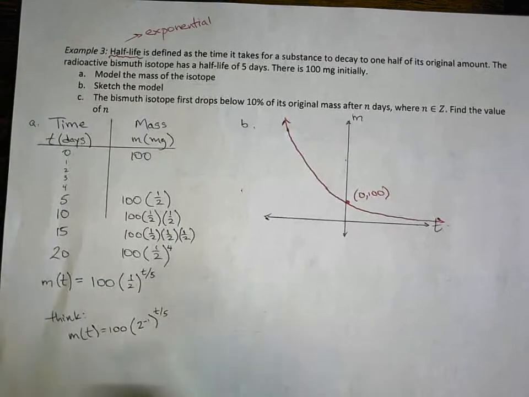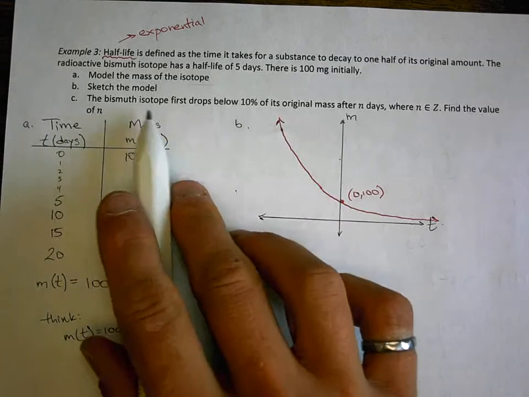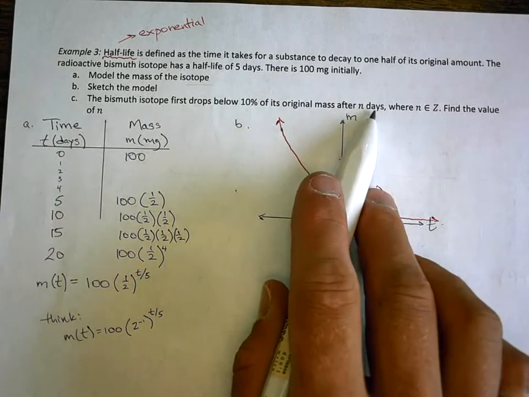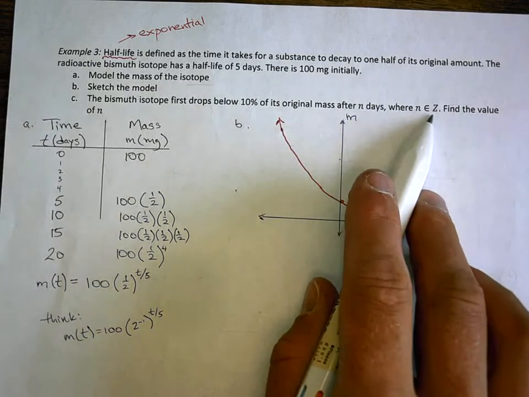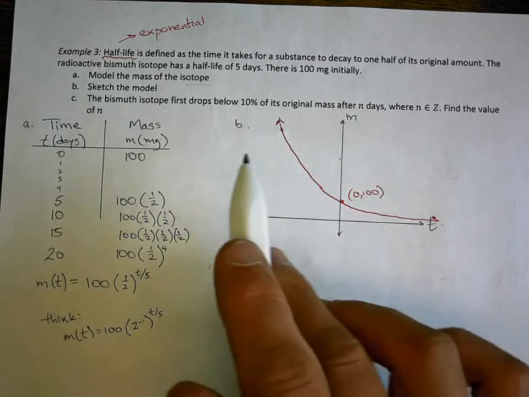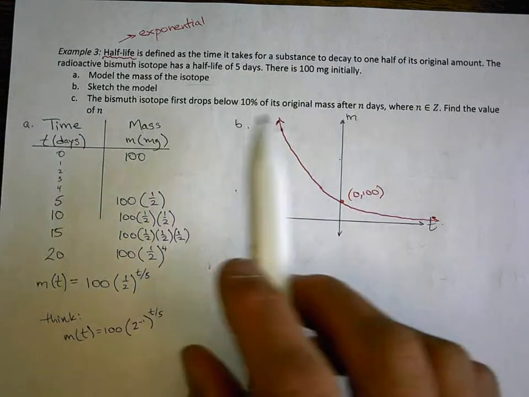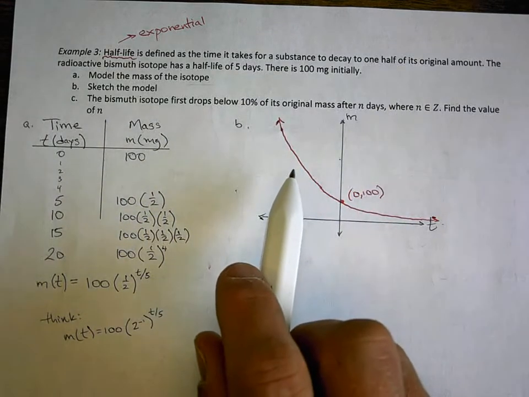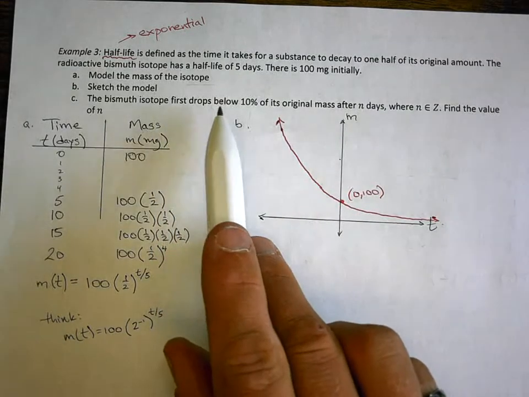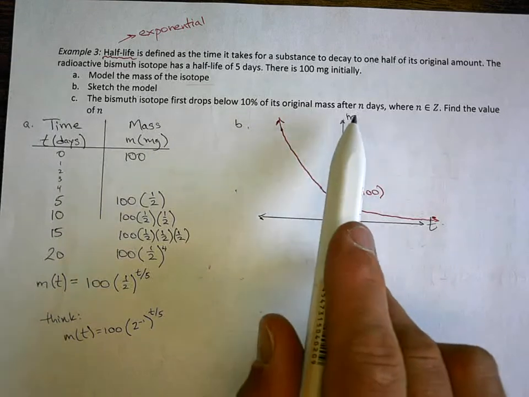Question. The bismuth isotope first drops below 10% of its original mass after n days, where n belongs to Z. Find the value of n. This is the classic style of IB wording because you know how to do what they're asking, but they're asking you in a strange way. So first of all, the bismuth isotope first drops below 10% of its original mass after so many days.